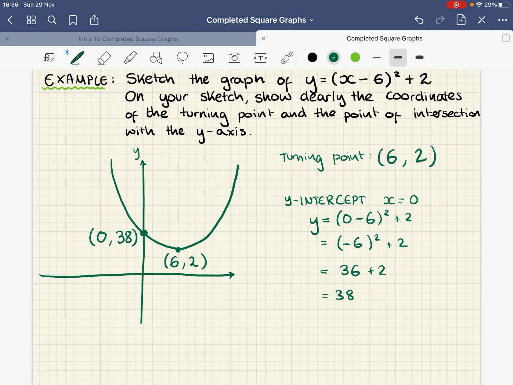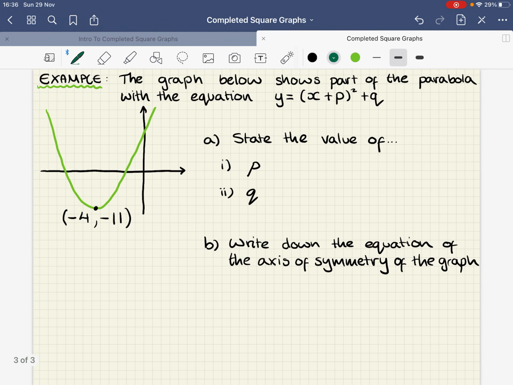All right, and then the last one then. So this one here says the graph below shows part of the parabola with the equation y equals (x plus p) all squared plus q. State the values of p and q. So this is kind of like the reverse. We already have our turning point. We now want to put it back into that equation.